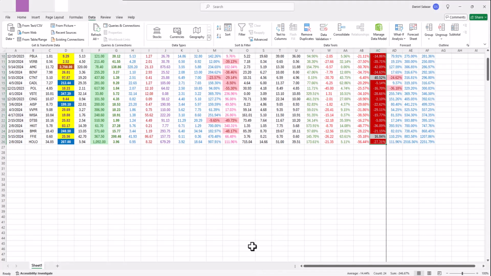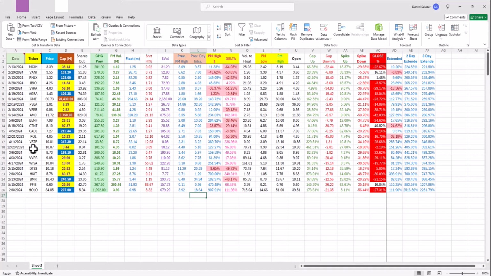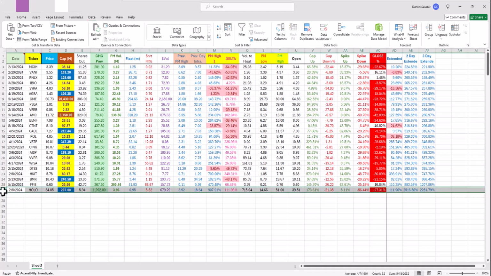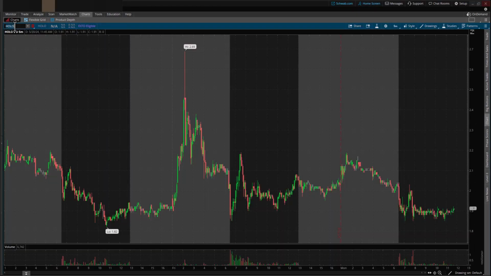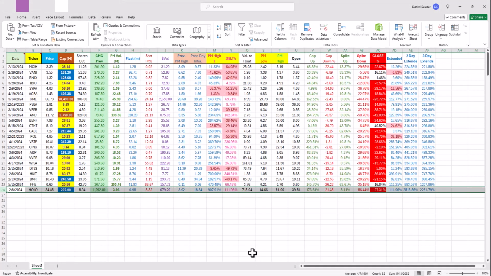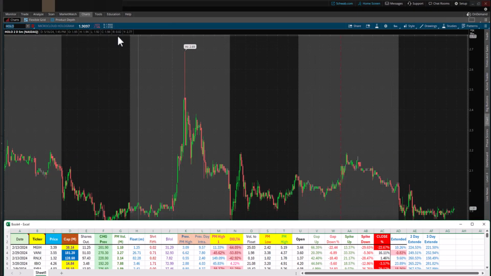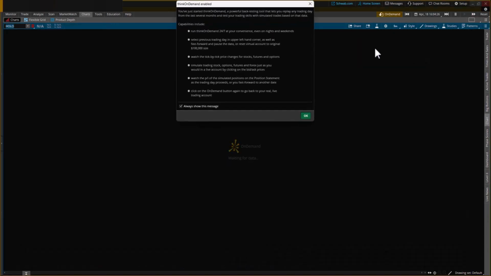Now let me give you an example on this one. For example, let's pick this last one, HOLO of 207, February 8th, 2024. So we go to HOLO. What was that? I forgot. February 8th, February 8th, 2024.